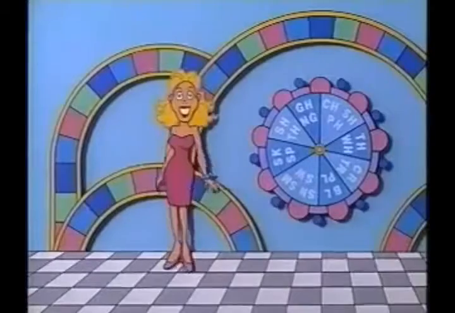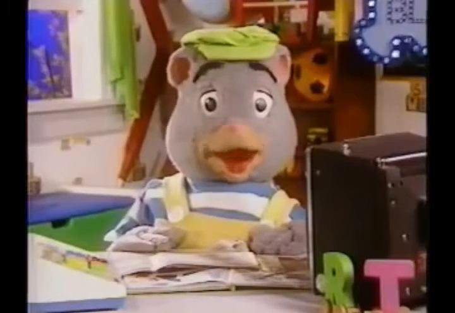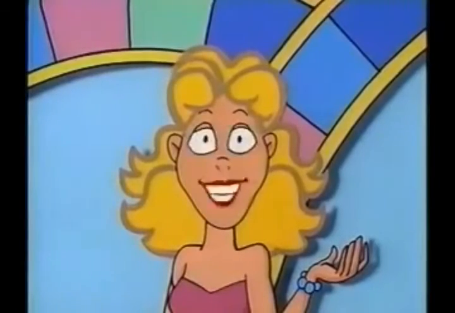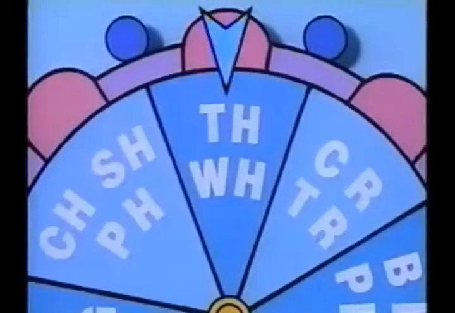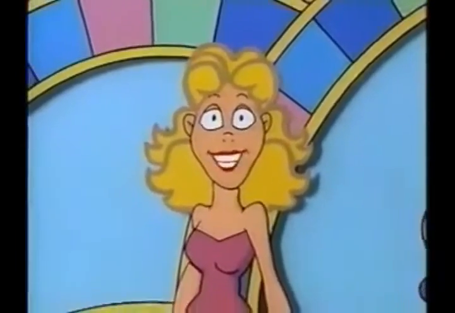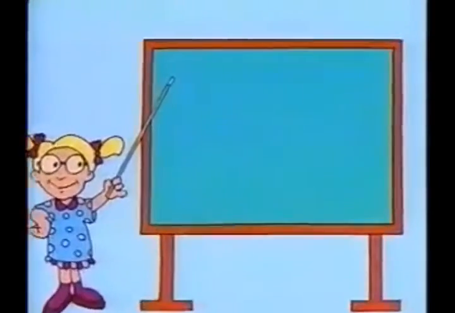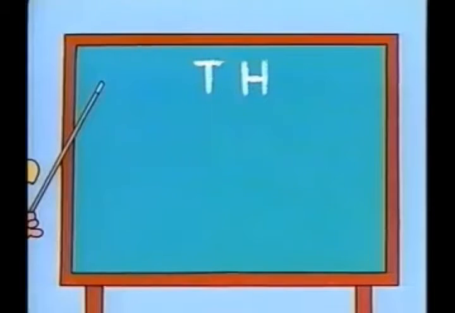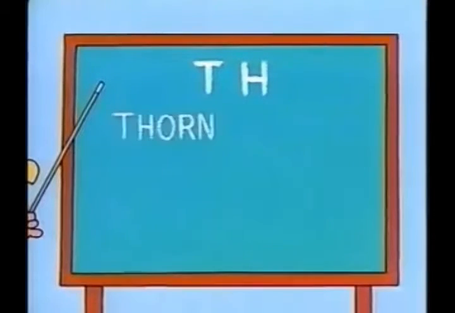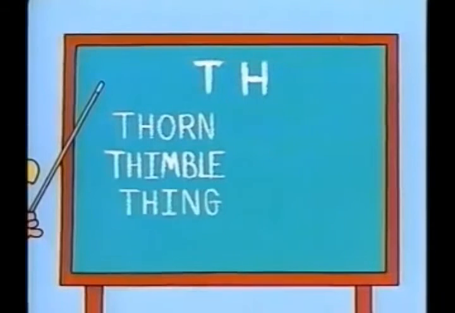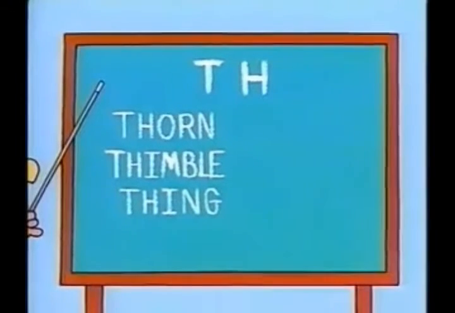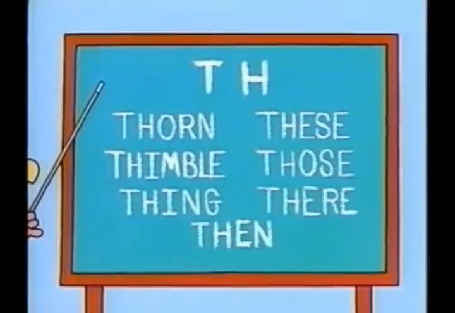No, what? It's time for Bertha to spin the wheel again. Oh, that's right, Bob. And our new category is words that begin with the consonants T and H, and words that begin with the consonants W and H. Oh, this is really getting interesting because these consonant combinations have more than one sound. That's right. Combining the consonants T and H makes a sound in words like thorn, thimble, and thing. But they can also combine to make the sound in words like these, those, there, and then.